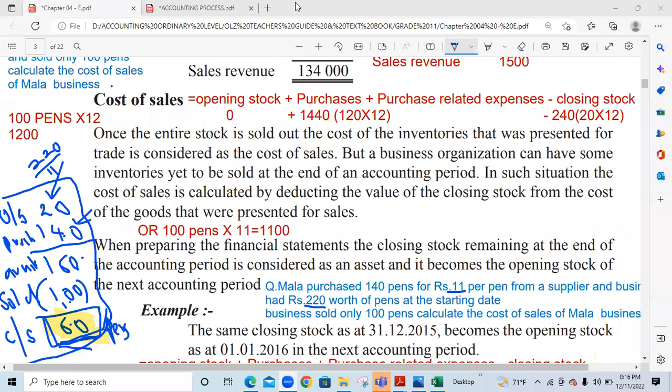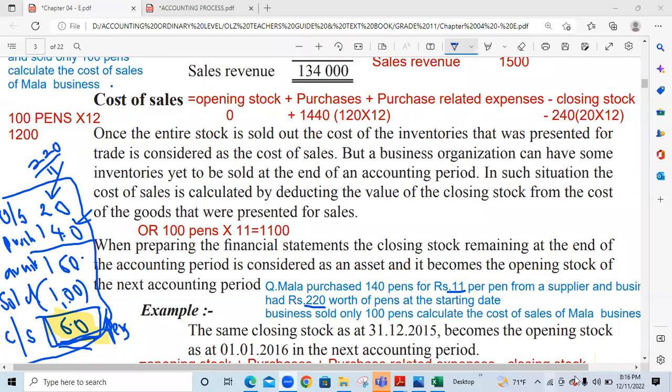Whatever you purchase doesn't mean you sell them, right? There are certain situations where, even after you have purchased, at the end of your period, maybe at the end of December, you see some stocks not yet sold. Since it's not yet sold, we call it closing stock.